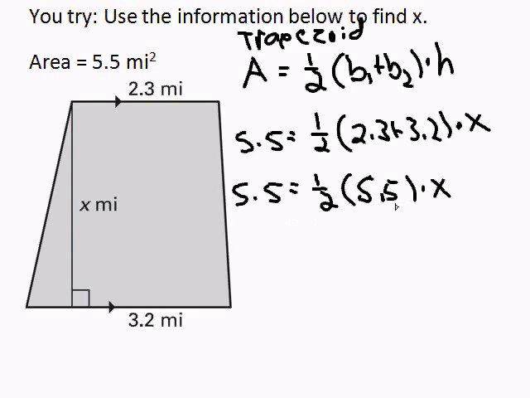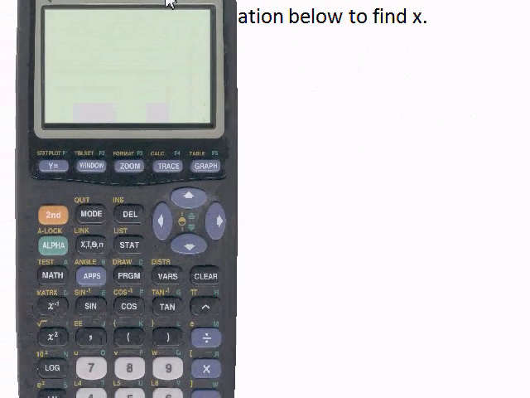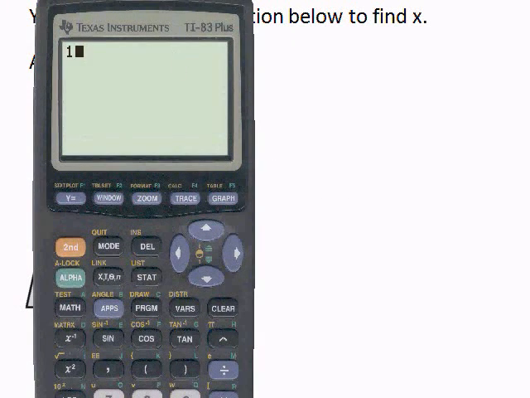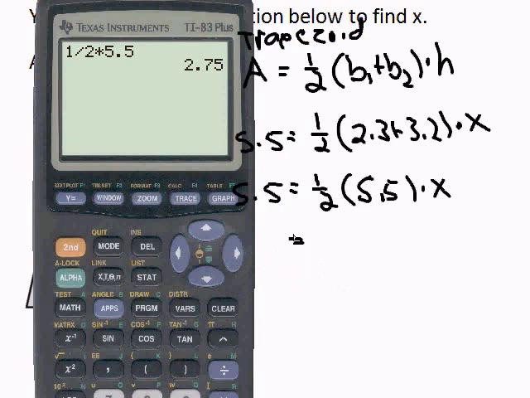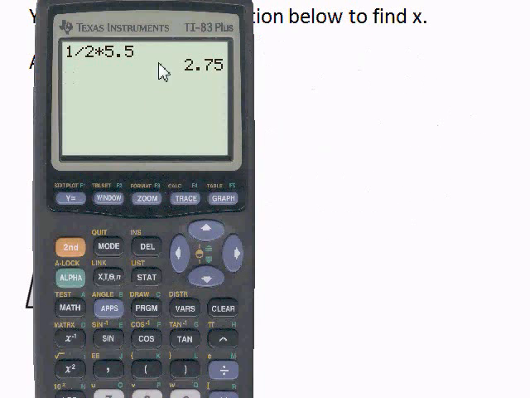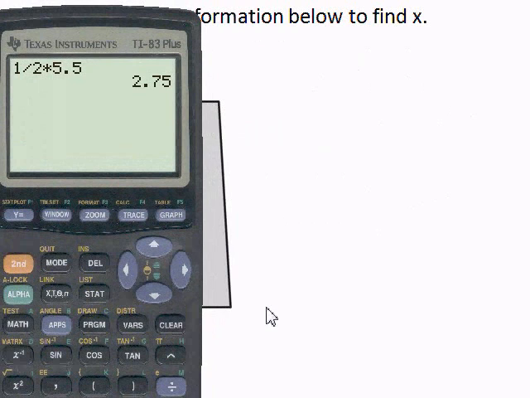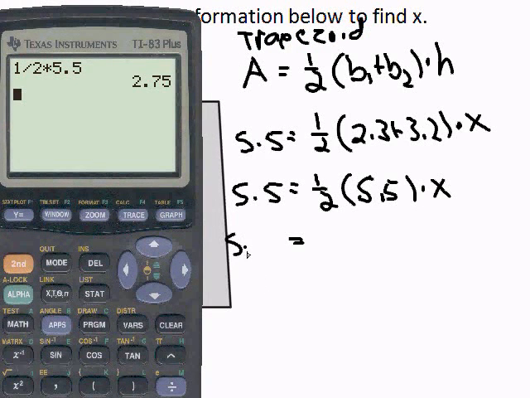Now, there are 2 ways you can solve this. You can either divide both sides by 1/2 and then divide both sides by 5.5, or we can just multiply 1/2 times 5.5. And I'm going to use my calculator to do that real quick. 1/2 times 5.5, and I'll notice I get 2.75. So we get 5.5 equals 2.75x.